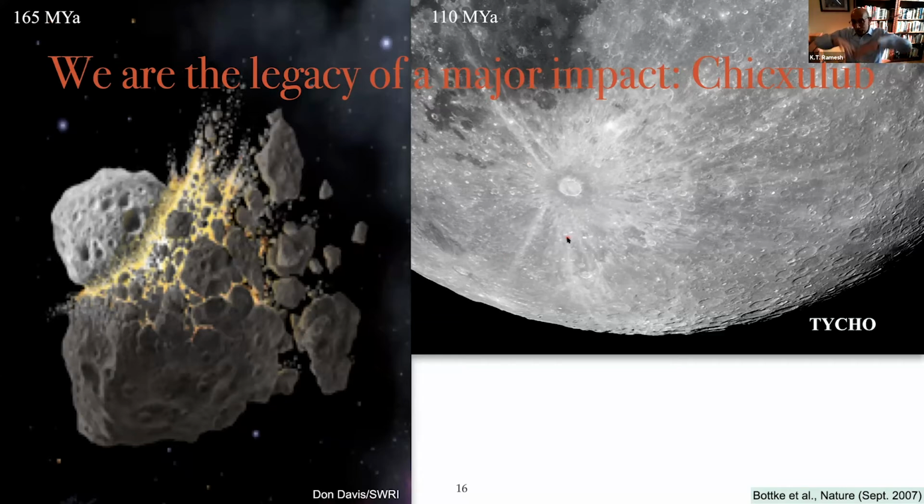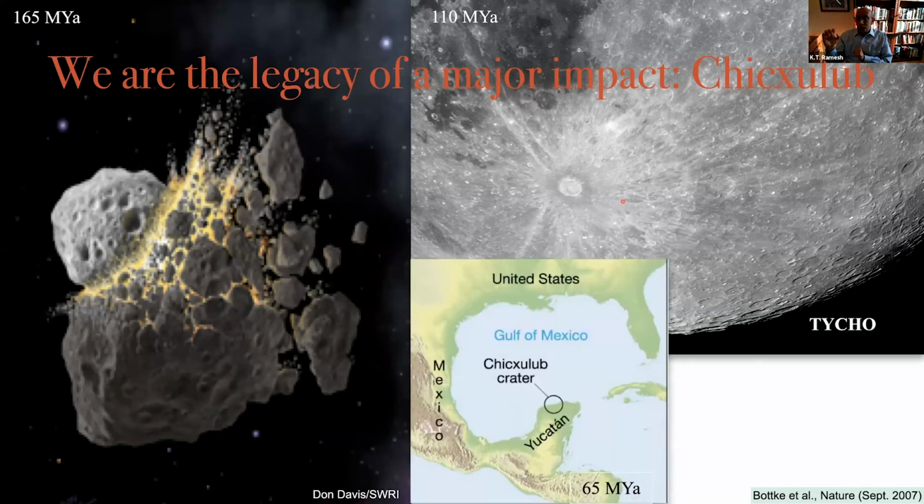So those pieces that are thrown up and then they fall back down and they give you these rays. Another of those fragments from the major impact ends up hitting the Earth. Now, the impact, the fragmentation in the asteroid belt, we think happened 165 million years ago. The piece that hit Tycho is about 110 million years old. The piece that hit the Earth was about 65 million years ago, which is when the dinosaurs disappeared.